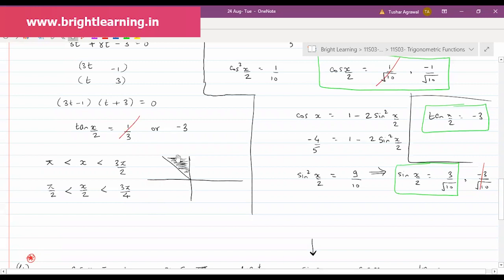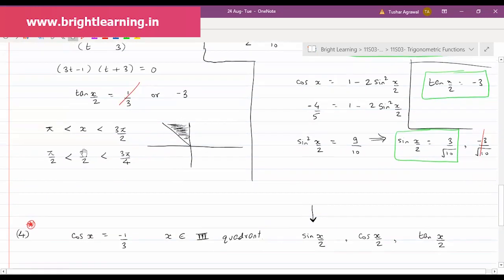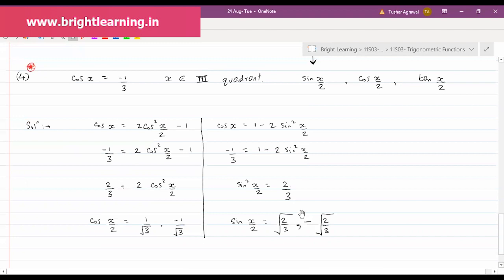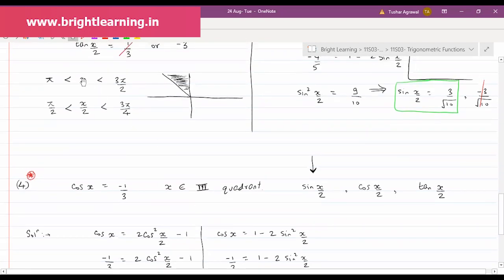So the same logic, if we apply: sine of x by 2, the sign will be the y coordinate, the sign will be positive, so discard the negative value. But that answer is wrong. Your basic argument, when I told you x belongs to the third quadrant: what made you think that x is only from pi to 3 pi by 2?